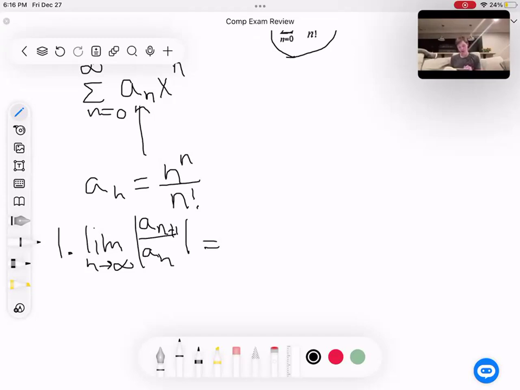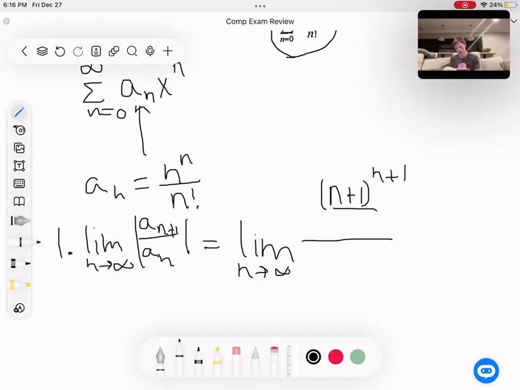Anyways, substitute everything in. Because all of the terms are positive, we don't really need that absolute value sign, right? We can kind of just get rid of that. But what this is going to turn into is n plus 1, right, to the power of n plus 1. Maybe I'll put that in parentheses as well, over n plus 1 factorial. And then that's going to be divided by n to the n over n factorial.